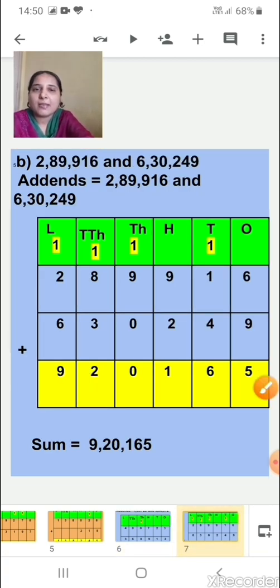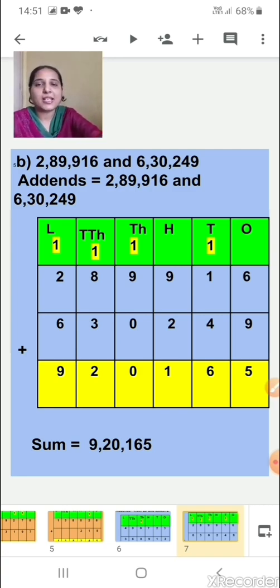Number B is 2 lakh. Read this number, children. The numbers are 2,89,916 and 6,30,249. So what are the addends here? Because in the question it was mentioned to write the addends. So what are the addends here?